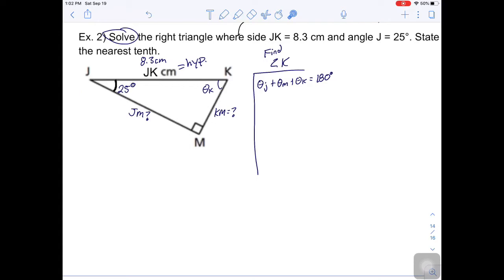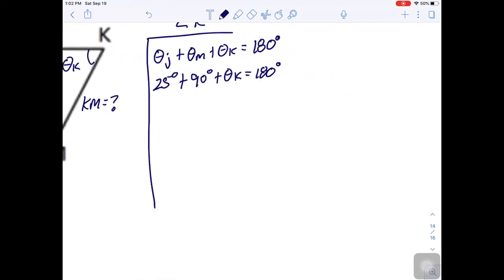Here we can simply plug those in. Angle J is 25. So let's plug 25 degrees in. Angle M is our 90 degrees. It's our right angle. And then we're solving for that angle K. Okay, we're going to add up 25 and 90. 25 and 90 give me 115 degrees plus angle K equaling 180 degrees. And we are going to subtract 115 degrees.